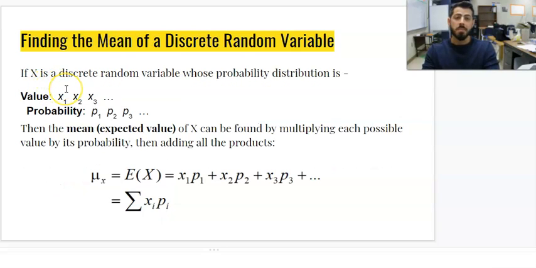Now, when you're trying to find the mean for a discrete random variable, it does get a little bit more complicated, but we have the calculator to help us out. And I'll show you how to do that here in a moment. So you have all of the values that it can take, and then you have each of the probabilities for those values. If you're trying to find the expected value, or the average or the mean value for a random variable, what you do is you multiply each value by its probability, and then you add it all up.